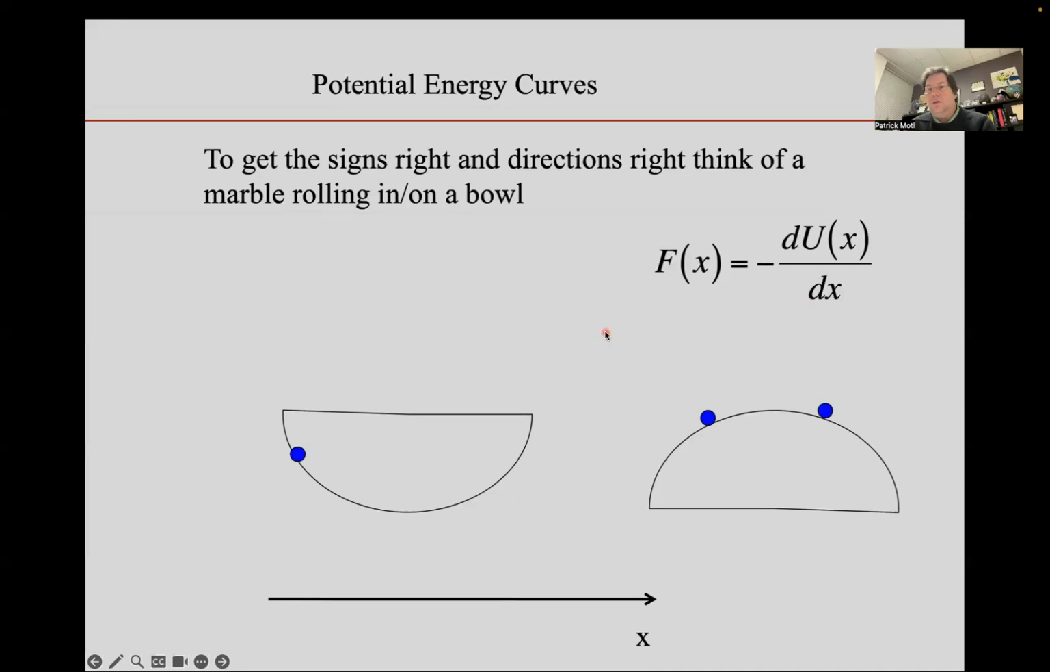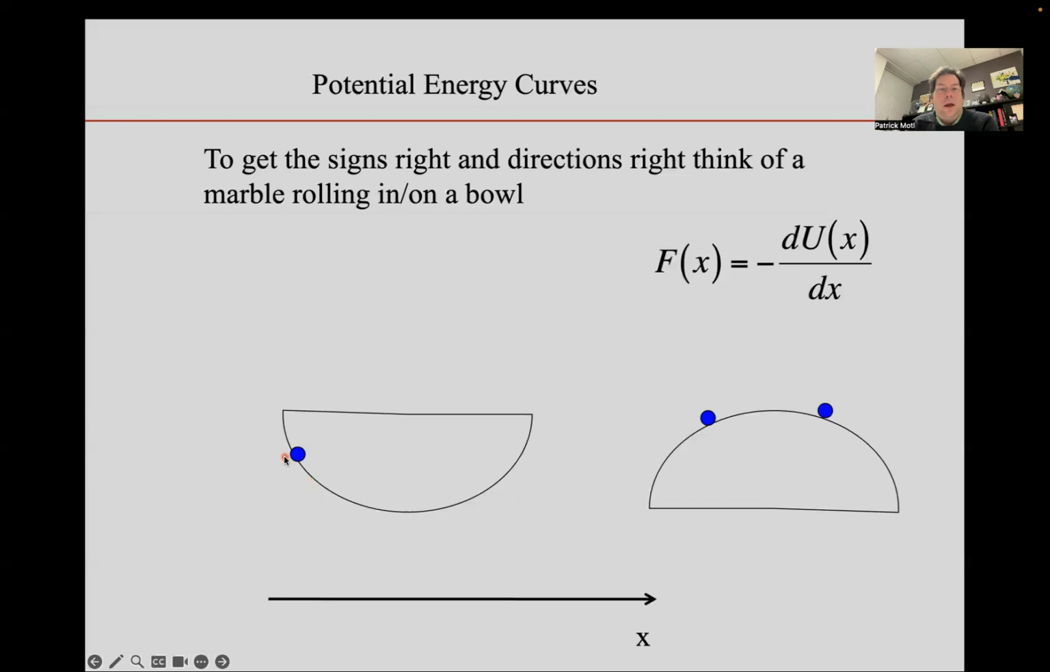The easiest way to think about this, at least at first, is imagine you have a bowl and a marble. If the bowl is set to be concave up and I place a marble inside the bowl, it's going to roll downhill, right? That means I'm looking at the slope of u as a function of x. It is a negative slope, and I will get a force to the right.